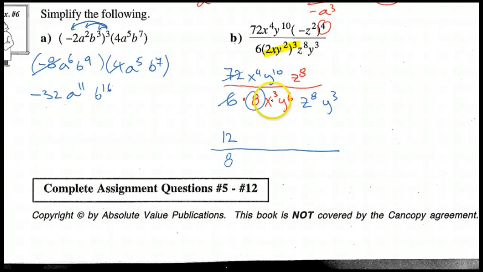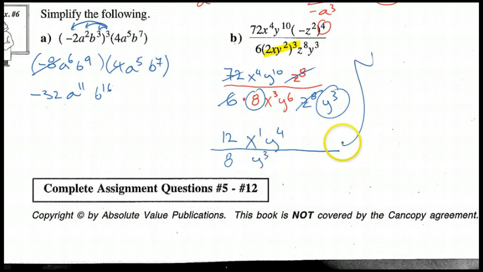Okay, x to the 4 divided by x to the 3 gives me x to the 1. I have 10 y's on top, 6 y's on top. So I'm going to be left with 10 minus 6, 4 y's. Okay, and I have some z. Look at the z's disappear. And I have finally some y cubed on the bottom.